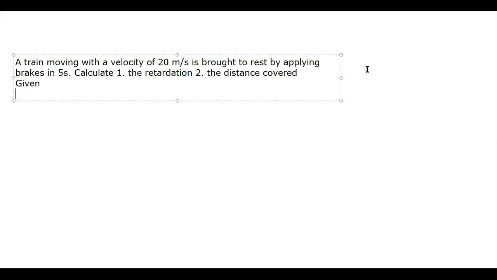Now, what is given? A train is moving with a velocity of 20 meter per second, meaning initial velocity is given. How much is the initial velocity? 20 meter per second. It is brought to rest, meaning the final velocity is 0 meter per second. By applying the brakes in 5 seconds, so t is 5 seconds. Now calculate the retardation, meaning we will find a, and then second, the distance covered.